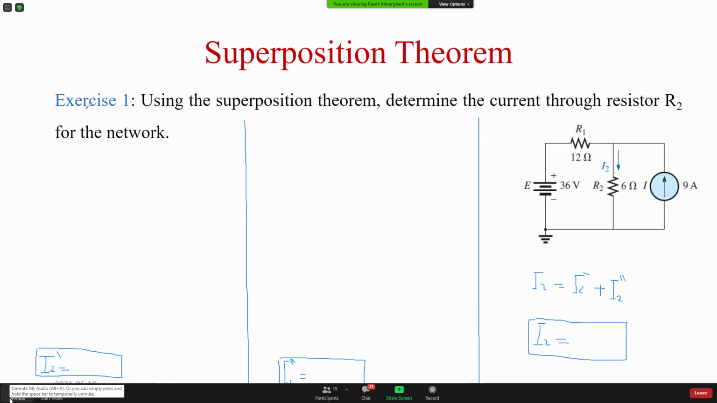So first, I'm going to only apply only the source E, then only the source I. Two sources, 2 circuits. 2 sources, 2 circuits. Superposition. So when I apply the source E, this is the circuit.